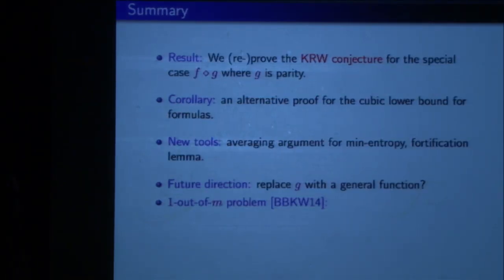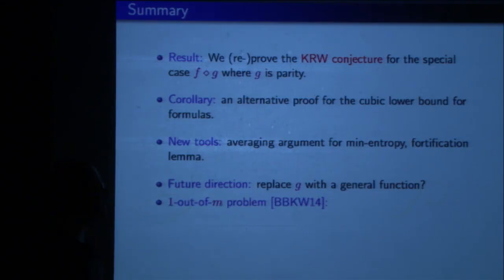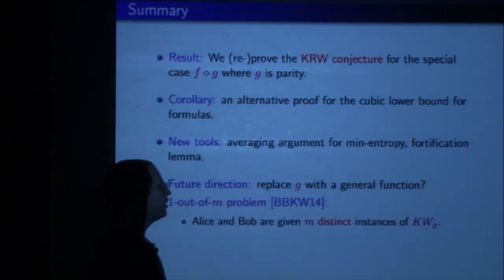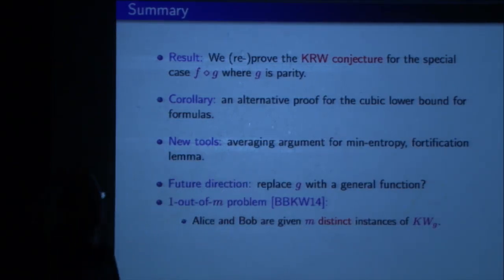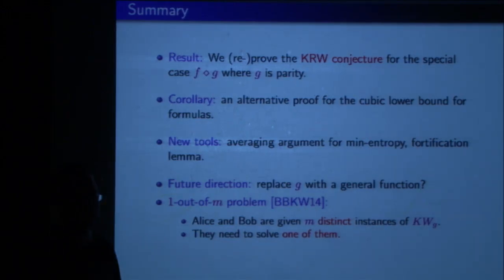So to formalize what I mean by that, I want to consider a problem which I call the 1 out of m problem. It's a very close variant of a problem that was defined by Beimel et al., which they called the choose problem. This problem goes as follows. Alice and Bob are given m distinct instances of the Karchmer-Wigderson relation of g, and they need to solve the Karchmer-Wigderson relation of g on only one of those instances.